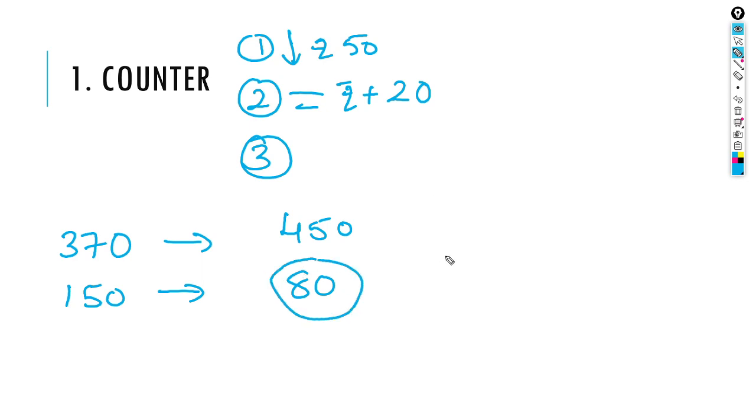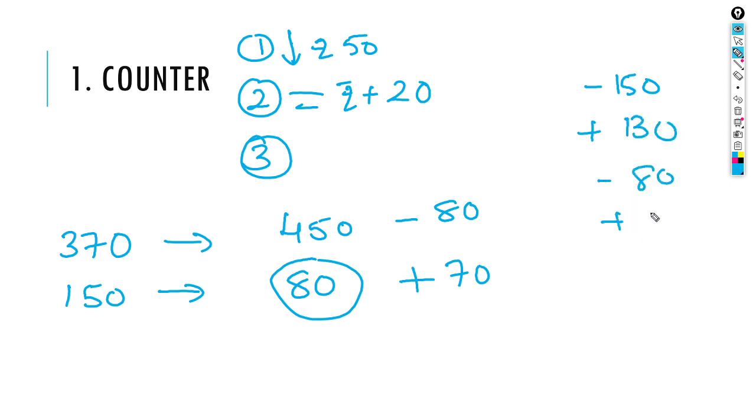So how much have you lost? Here you have lost minus 80 rupees, whereas here you have gained somewhere close to 70 rupees. So what happened in total? In total you had a negative of 150 rupees, then you gained 130 rupees, and now you have negative 80 plus 70. So your net loss is only going to be 30 rupees.